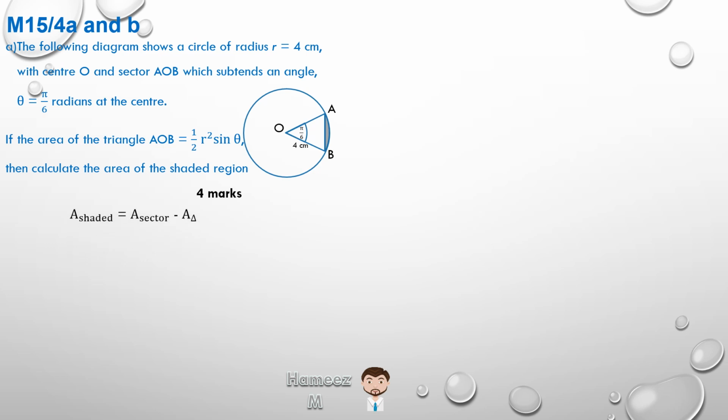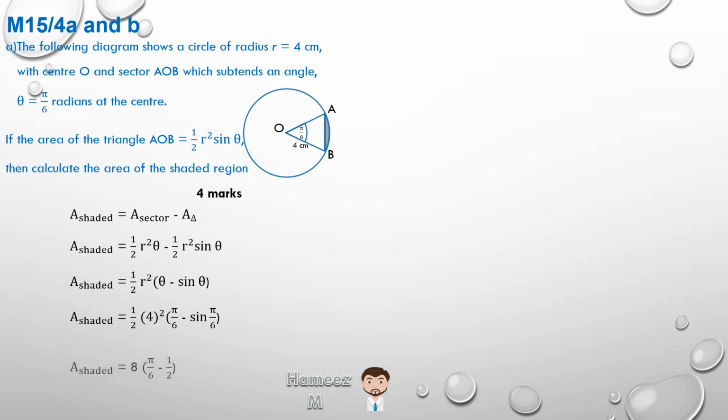The area of the shaded region is the area of the entire sector minus the area of the triangle. And we know the area of a sector is half r squared theta, minus a half r squared sine theta. So we can factorize out the half r squared, which gives us a half r squared (theta minus sine theta). We can now substitute for r and theta. So the area of the shaded region is a half by 4 squared times (pi on 6 minus sine pi on 6). And 4 squared is 16.